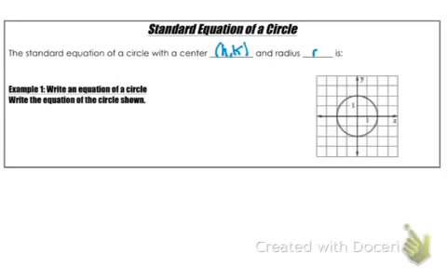So when we look at our standard equation, it'll have (x minus h) quantity squared plus (y minus k) quantity squared equals r squared. So our center would be the value of h and the value of k, and then the r. Notice how our r is always being squared, and you'll see what I'm talking about when we see actual equations of circles written in standard form and how to find our r, or our radius.